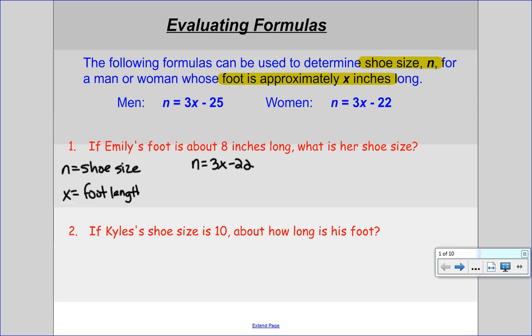And the units are provided for foot length. I'm going to put those in parentheses. They're inches. Now in the problem that we're dealing with, Emily's foot is about 8 inches long. That 8 is standing for the foot length, which is the X variable. So step 3 is what I'm doing now. I'm plugging in the information that's provided. N now equals 3 times 8 minus 22. My one unknown variable is now N, which is what I want to solve for. So I will simplify this equation.